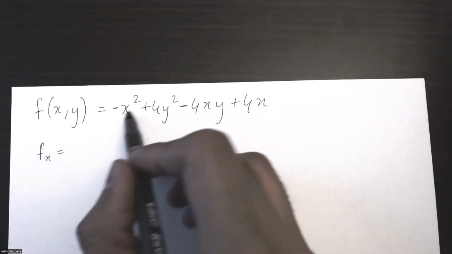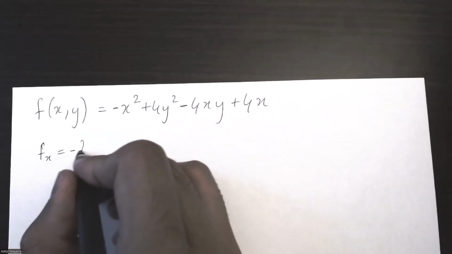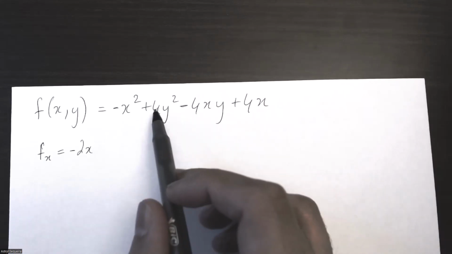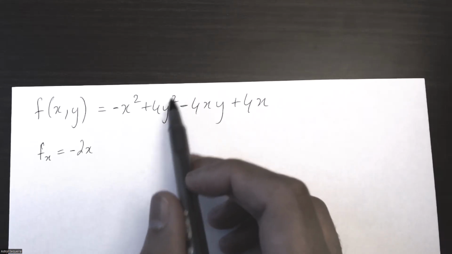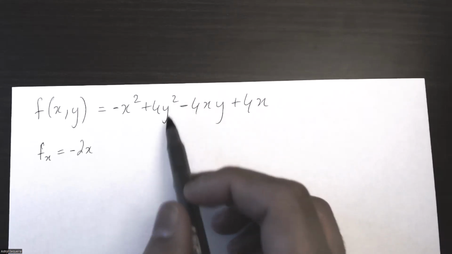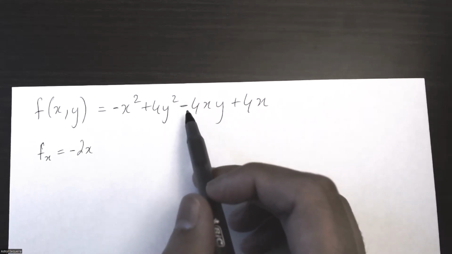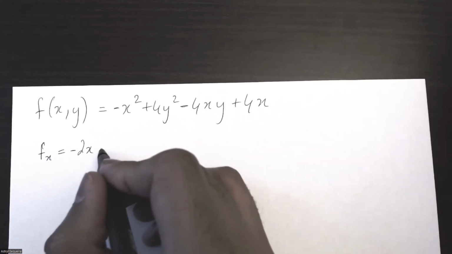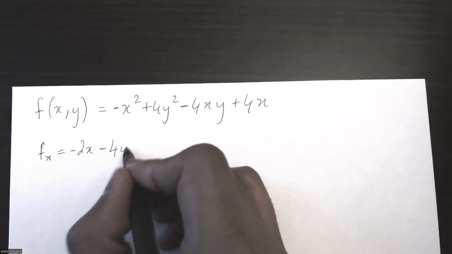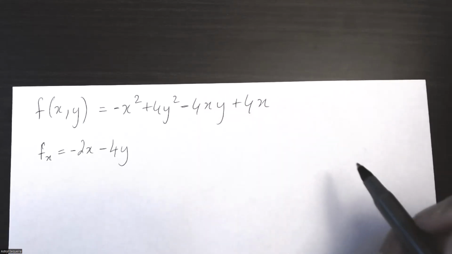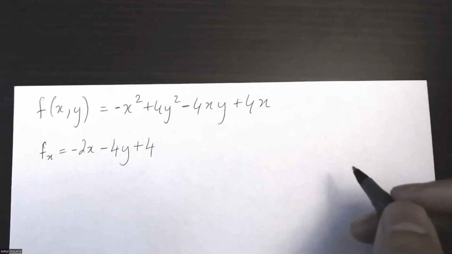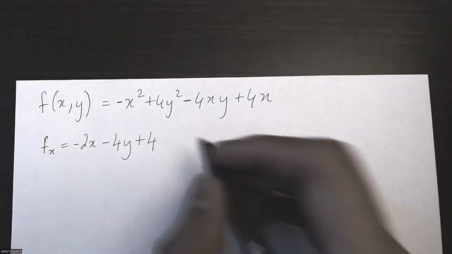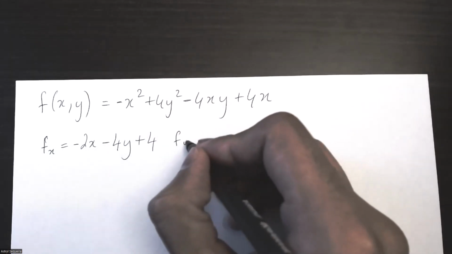The derivation of this first term here is just negative 2x. The derivation of 4y squared is just 0 because I'm pretending like y is a constant, so this is going to disappear. The derivation of negative 4xy is just minus 4y because the derivation of x is 1. Then the derivation of 4x is just 4.